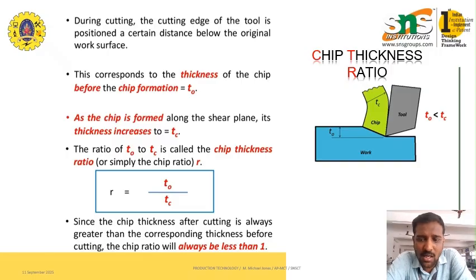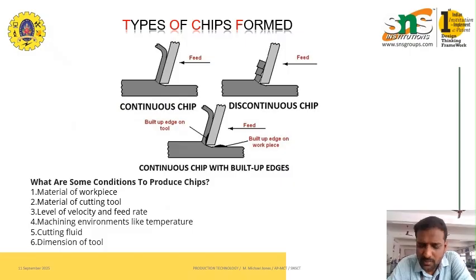On the right side we can see an image. The blue box is the workpiece, the green is the chip, and the gray one is the tool. The angle can be defined by the plane of the tool. That is the shear plane angle. If the shear plane angle is changed, then the thickness of the chip will also change. t0 is the thickness of the chip before formation, and tc is the thickness of the chip after chip formation. We can see the thickness of the chip has increased.